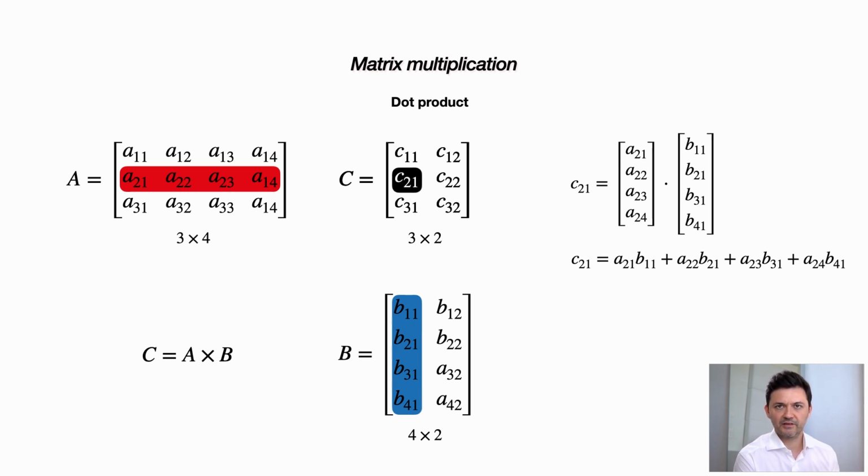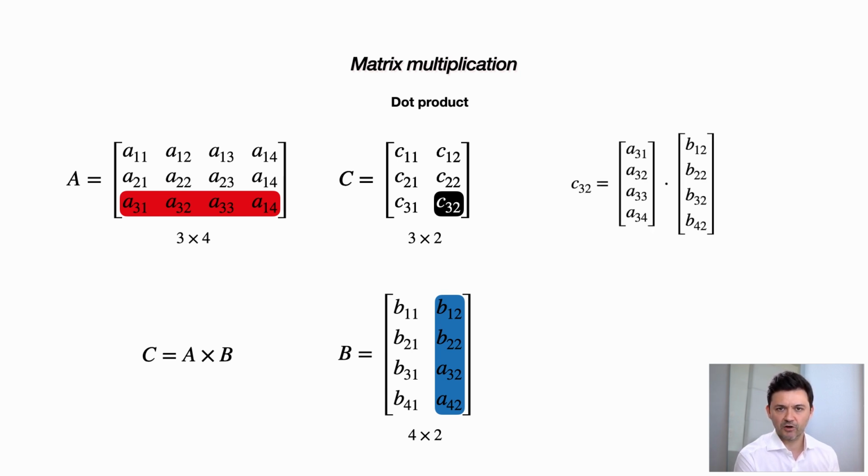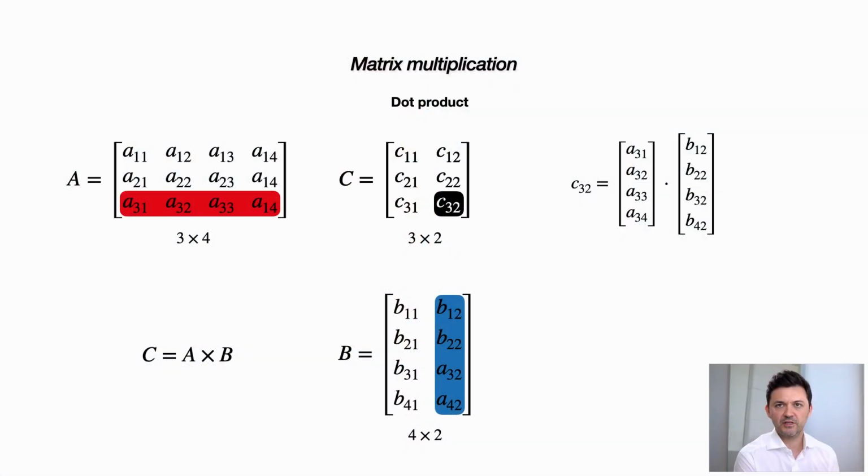Let's do another element. If we wanted to compute the value of the element C32, this means that we take the third row of the matrix A and do a dot product with the second column of the matrix B. And they, of course, need to have the same amount of elements. And this is ensured by doing the compatibility test first. So then C32 will be equal to A31 times B12 plus A32 times B22 and so on.